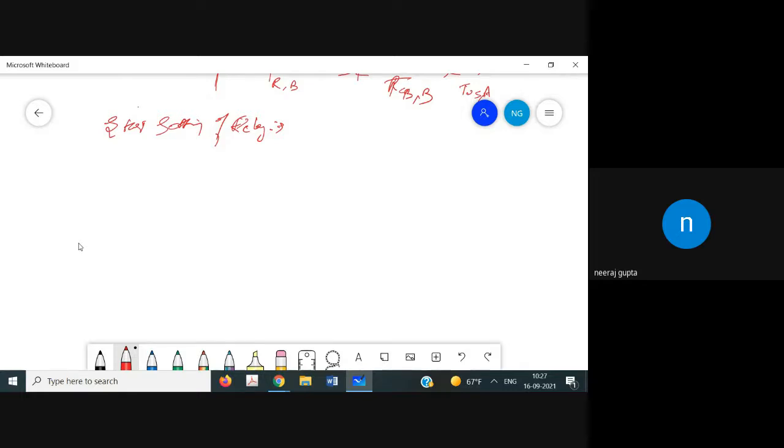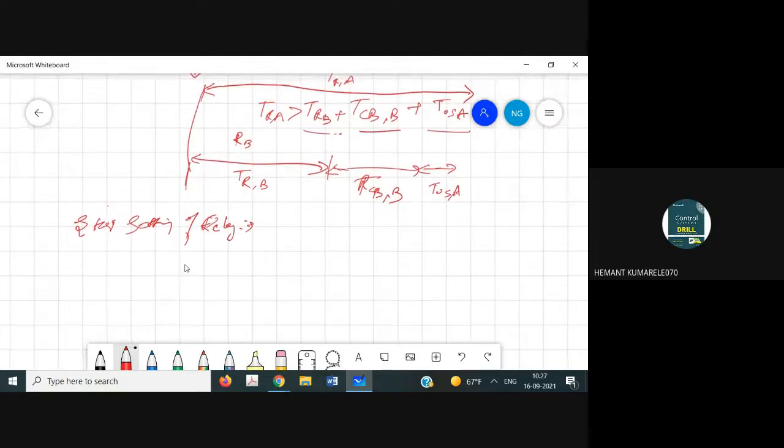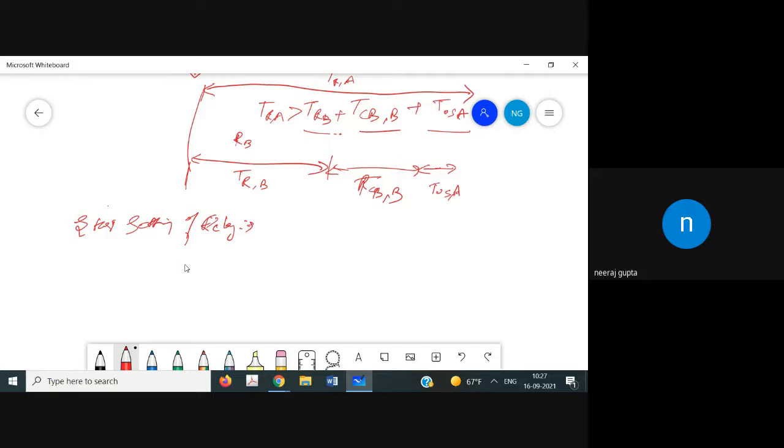Now let us suppose the time of this particular relay, let TR be 0.1 second. Then the circuit breaker time is 0.5 second. Then let us suppose the overshoot time is 0.2 seconds. So the total TRA should be greater than 0.8 second.